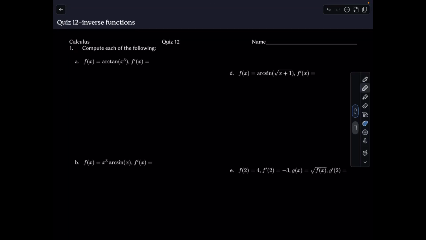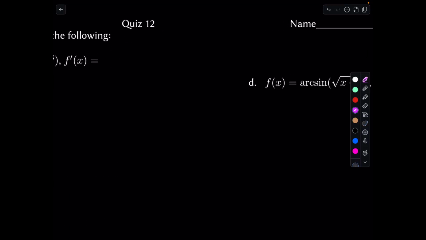Well, looks like we have some inverse trig functions here, so I guess we need to review the inverse trig function derivatives. So the derivative of arctan, my favorite function, is 1 over x squared plus 1, and then the derivative of arcsine, which is also kind of cool, is 1 over the square root of 1 minus x squared. So we're going to use those.